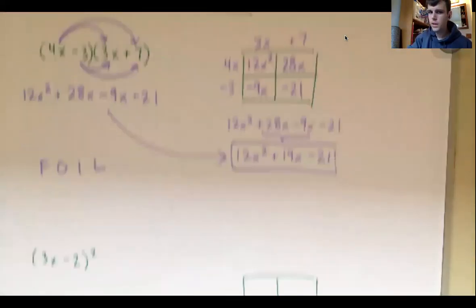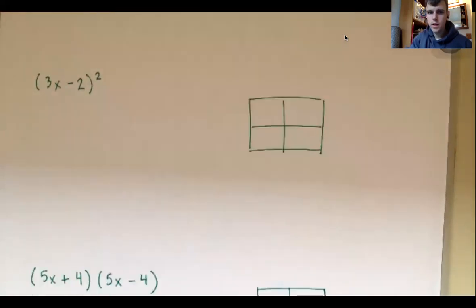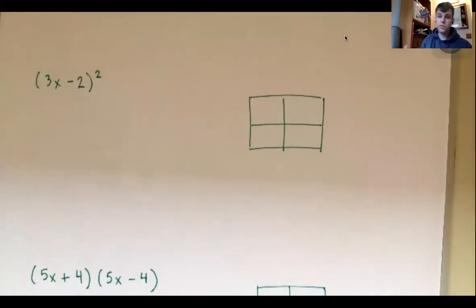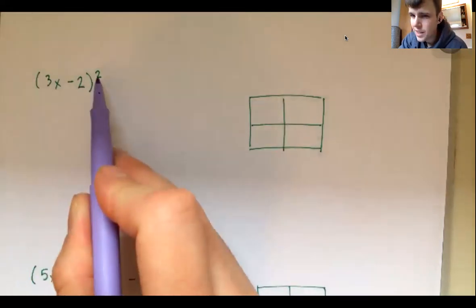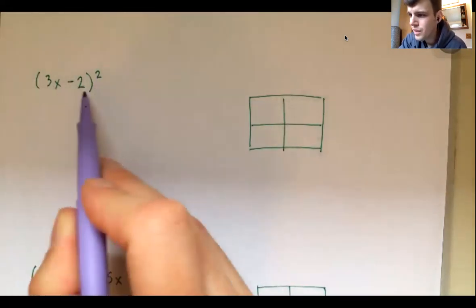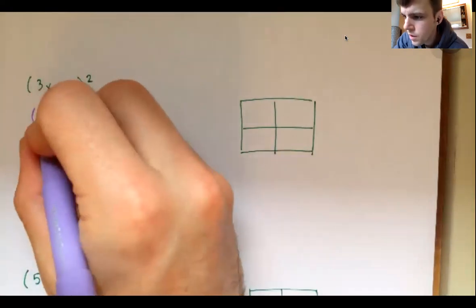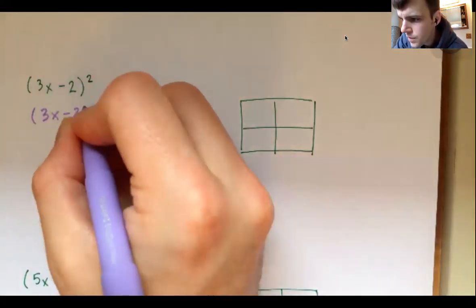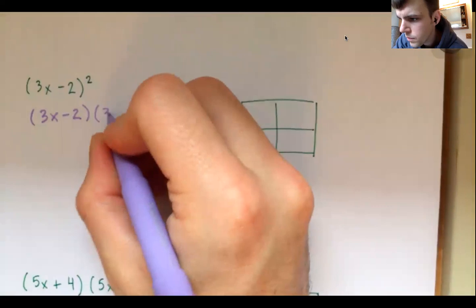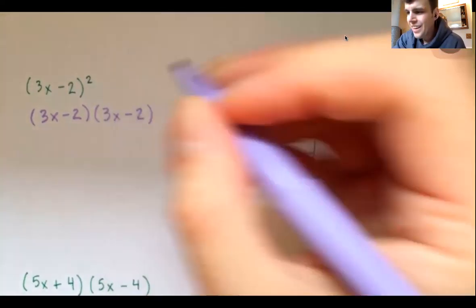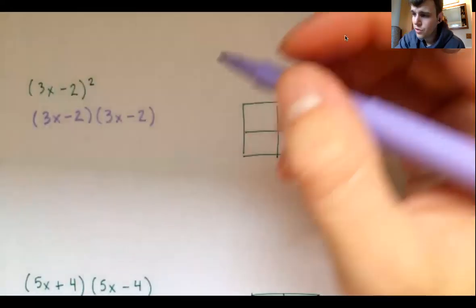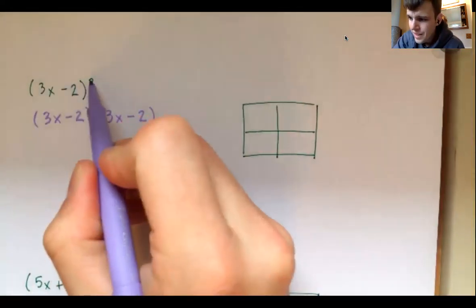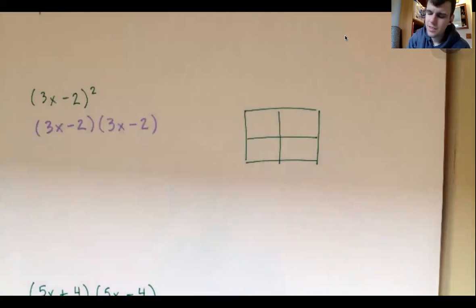All right, here's another example. I'm going to run through these a little bit faster as I go. So this one is 3x minus 2 to the second power. That just means I have two of these multiplied together. So really I'm doing 3x minus 2 times 3x minus 2. A lot of people are inclined to distribute this exponent and just square everything in here, but that's not really what's going on.